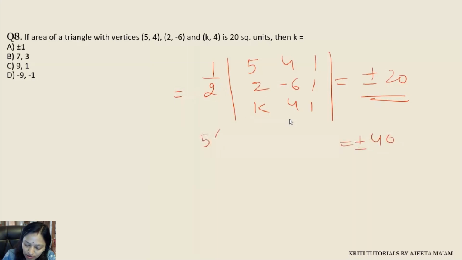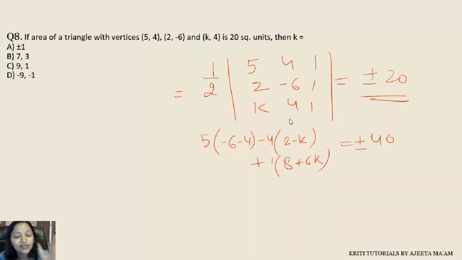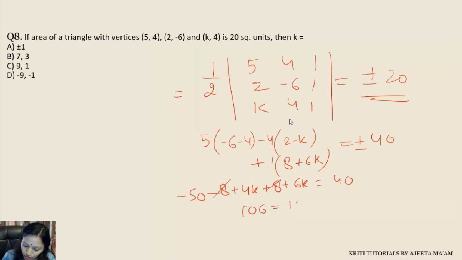Now again we expand the determinant. So what do you get? We get this. Okay, now we equate it once with 40, once with minus 40. Let's go for plus 40 first. So we get 10k is equal to 90. So k is 9. Now the other value, let's check it with minus 40.